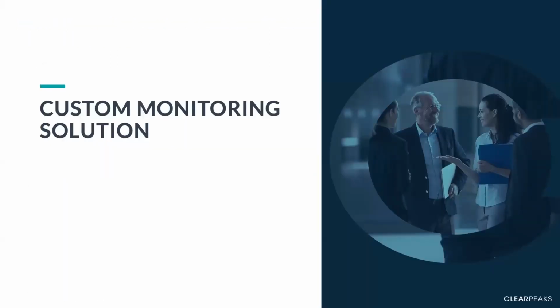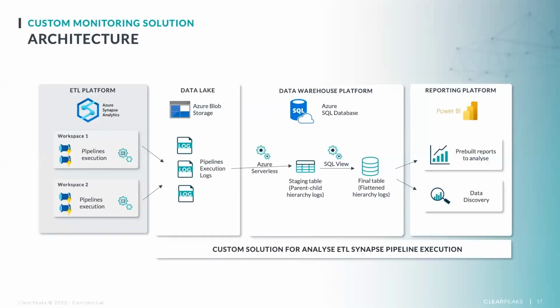As we have seen, the two current solutions have remarkable limitations, so we have created our own custom monitoring solution. We have used the usual ETL architecture to build the solution. So, when a pipeline is executed, its log is sent to the corresponding blob storage as Parquet files. Using Synapse Analytics pipelines with copy data activities, data from the data lake is copied to a staging table in the data warehouse platform.